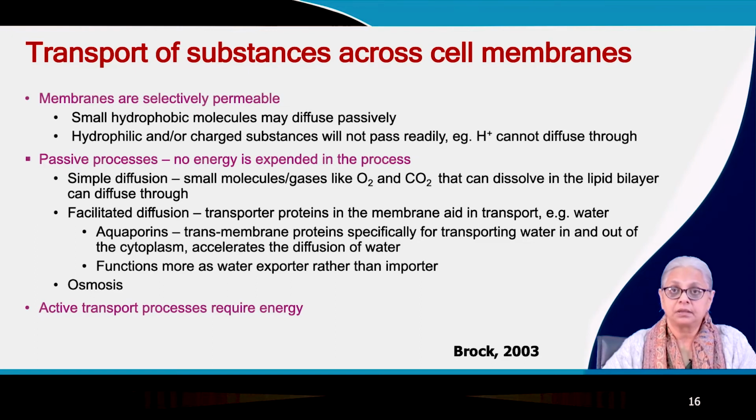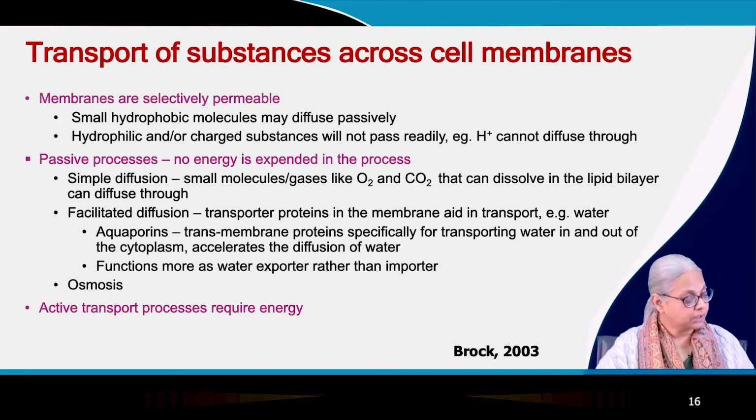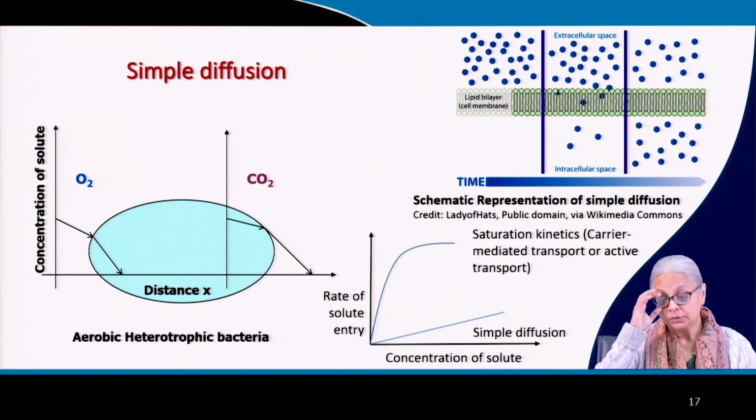And the last one is active processes which require energy. So active literally means the cell has to utilize energy for pushing things through, in or out, and passive means no energy is utilized. So let's take a look at the passive processes first, and then we will take a look at active processes. So here we have simple diffusion.